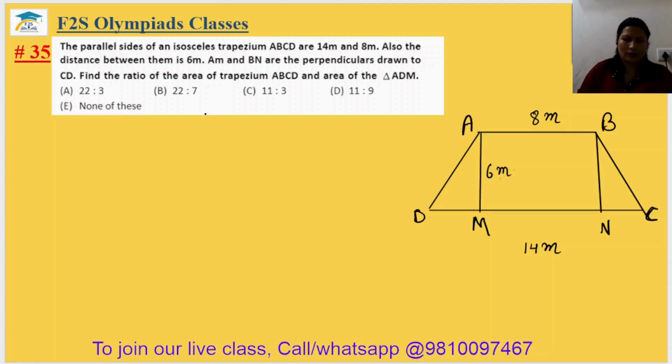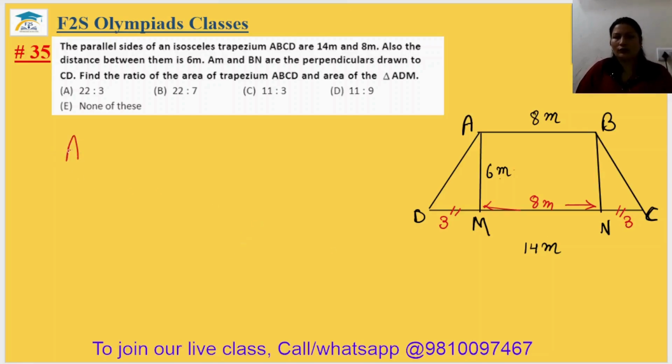Okay. So we have to find the ratio of the area of the trapezium ABCD and the area of ADM. This one. And it is an isosceles trapezium. Isosceles trapezium means this part should be equal to this part. So it is 8 meter, so it should also be 8 meter from here to here. So 14 minus 8, 6. So 6 upon 2 means this should be 3. This should be 3.